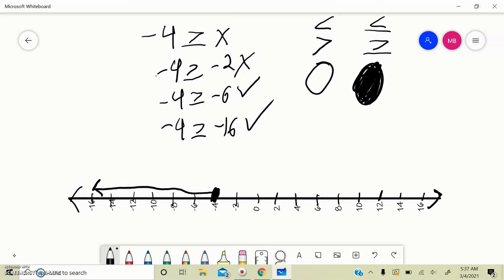So that is a few examples of how we graph inequalities. And don't forget, if you have any questions, please feel free to contact your teacher.